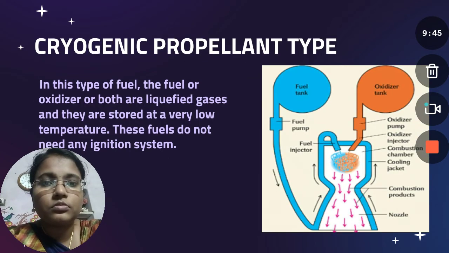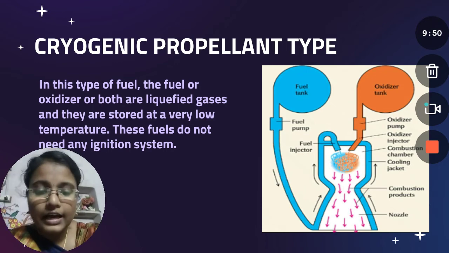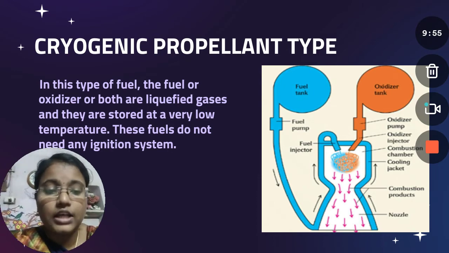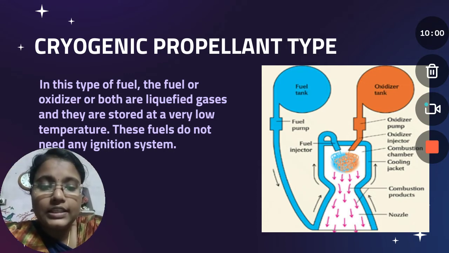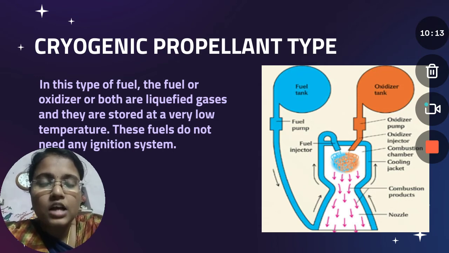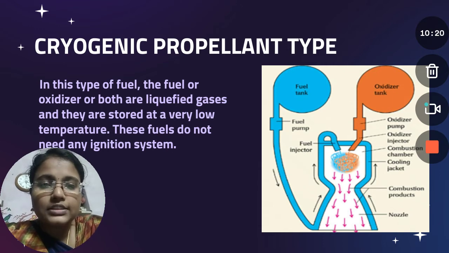Now let's see about the cryogenic propellant type. A cryogenic rocket engine is a rocket engine that uses a cryogenic fuel and oxidizer, that are gases which are liquefied and stored at very low temperatures. Rocket engines need a high mass flow rate of both oxidizer and fuel to generate sufficient thrust. Generally, oxygen and low molecular weight hydrocarbons are used as the oxidizer and fuel pair.